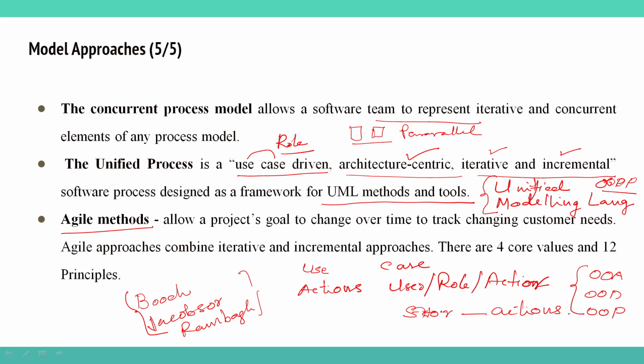ദാറ്റ് ഈസ് ഓൾ എ പ്രോജക്ട്സ് ഗോൾ ടു ചേഞ്ച് ഓവർ ടൈം. അതായത് ഇപ്പം നമ്മൾ പറഞ്ഞുകൊണ്ടിരിക്കുന്ന അല്ലെങ്കിൽ ചെയ്തുകൊണ്ടിരിക്കുന്ന ഒരു സംഗതി പെട്ടെന്ന് തന്നെ മാറാം. ആ മാറ്റത്തെ കൂടി നമ്മൾ ഉൾക്കൊള്ളിക്കുന്ന ഒരു മെക്കാനിസമാണ്. ദാറ്റ് ഇസ് കോൾഡ് ചേഞ്ചിങ് കസ്റ്റമർ നീഡ്സ്. സോ പ്രോജക്ട് ഗോൾ ഇസ് ടു ചേഞ്ച് ഓവർ ടൈം ടു ട്രാക്ക് ചേഞ്ചിങ് കസ്റ്റമർ നീഡ്സ്. So whenever a customer is asking for a change, that has to be incorporated.